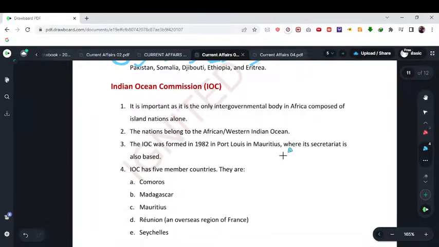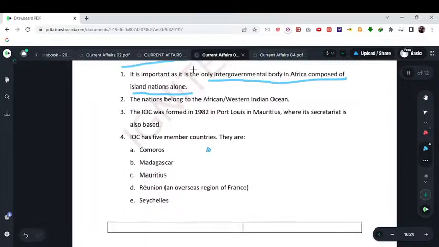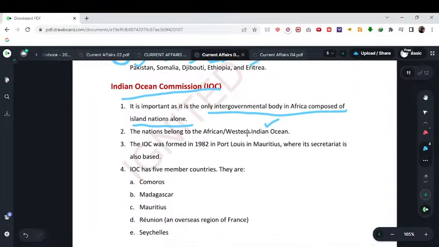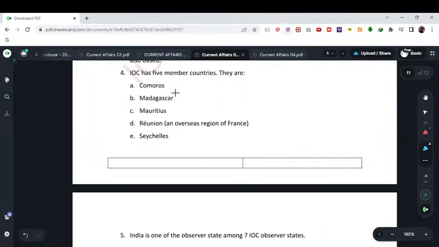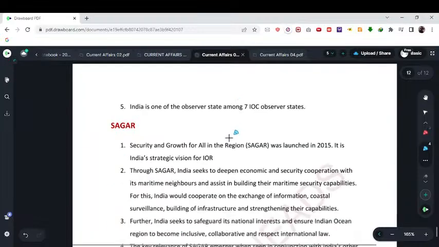Next, the Indian Ocean Commission. It is the only intergovernmental body in Africa composed of island nations alone. The nations belong to the African, Western Indian Ocean. The Indian Ocean Commission was formed in 1982 in Port Louis, Mauritius, and its secretariat is also in Port Louis. Now, it has 5 member countries, which are Comoros, Madagascar, Mauritius, Reunion and Seychelles. Now India is an observer state.